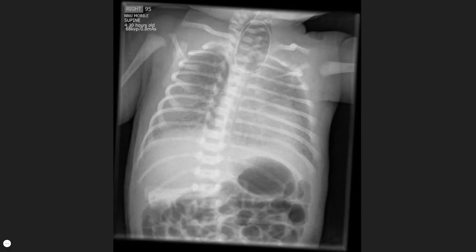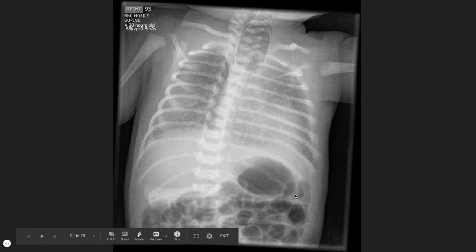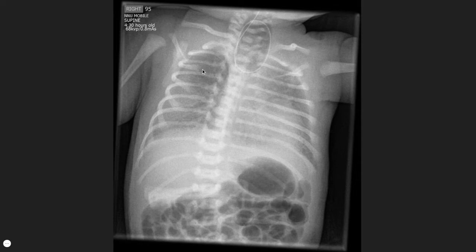This image shows a very classic appearance. The nasogastric tube is coiled within the neck, which is highly suggestive of esophageal atresia. There is air in the stomach and small bowel, which means that there must be a fistula between the trachea and esophagus distal to the atretic segment. There is also diffuse granular opacity, suggestive of respiratory distress syndrome, which we'll cover in more detail later.